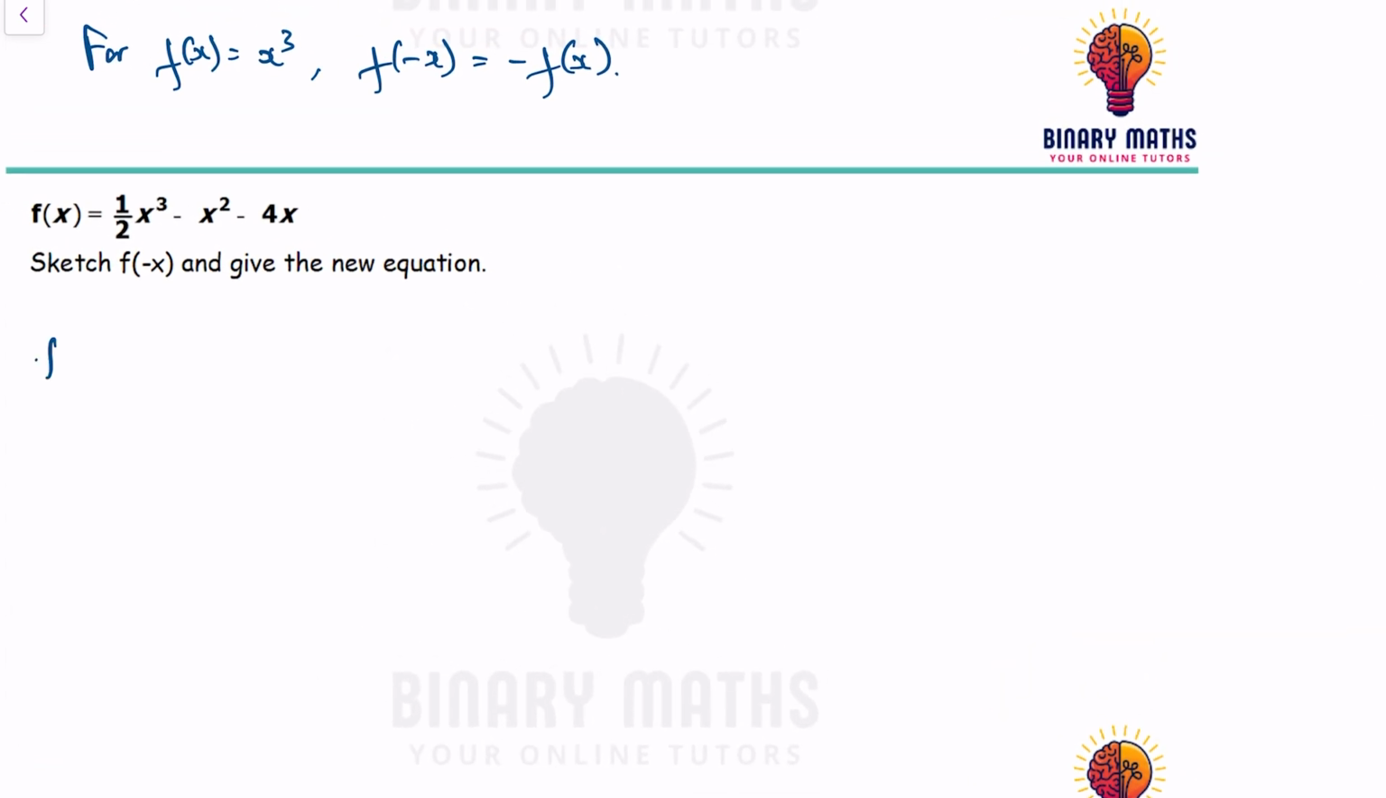The last example I'll go through, because this is quite an easy concept: f of x is equal to half x cubed minus x squared minus 4x. It's a cubic graph looking. Sketch f of negative x and give the new equation. So let's try to sketch f of x first.